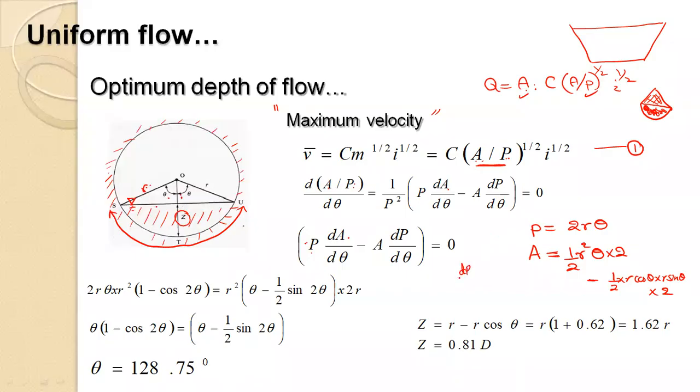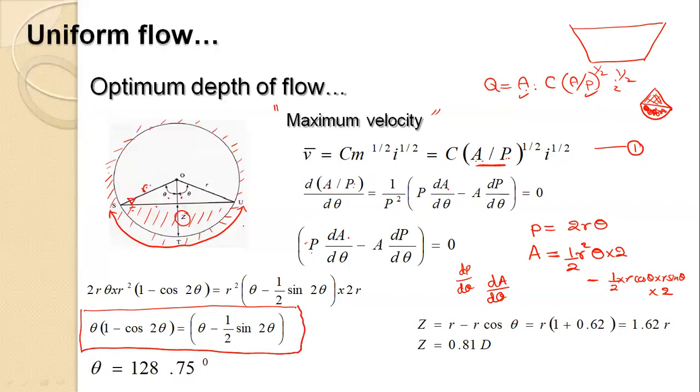and get dP by d theta and dA by d theta using these expressions. Do the substitution, and you're going to get an expression only using theta. The only variable would be theta, and this is a non-linear equation. You can't simply solve it. You have sines and cosines on both sides, and the product between theta and sine 2 theta. That's why it becomes a non-linear equation. So it has to be solved by a numerical method, or you can use a trial and error method.